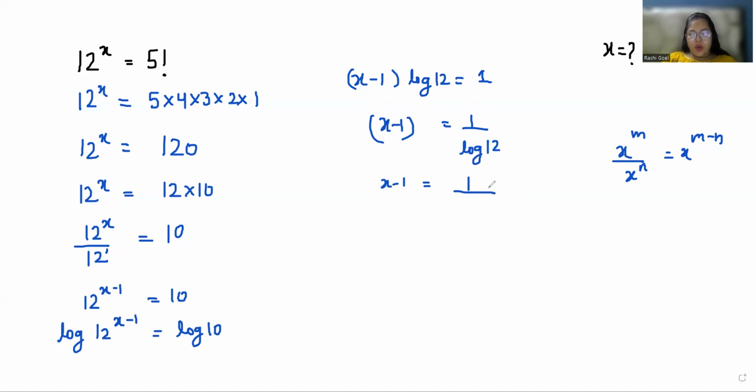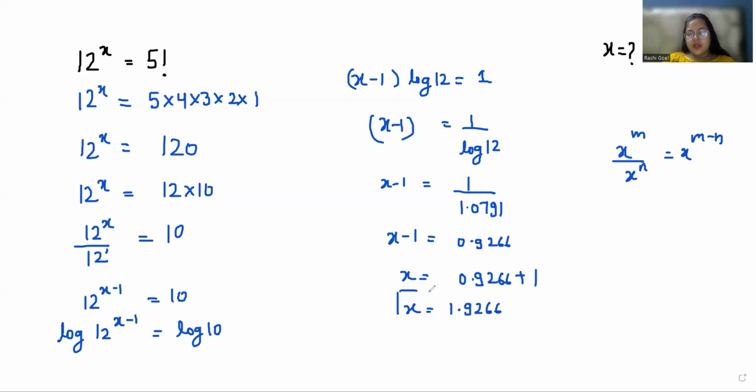The value of log 12 is 1.0791. So x-1 = 0.9266. x = 0.9266 + 1. So x = 1.9266.